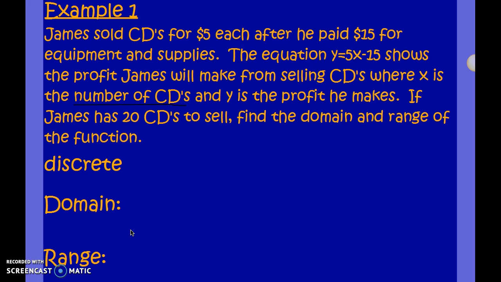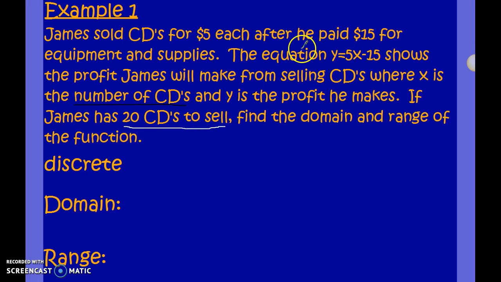So, in order to find our domain, we have to go back and read our problem and figure out what x values are included. It says, James sold CDs for $5 each after he paid $15 for equipment and supplies. The equation y equals 5x minus 15 shows the profit James will make from selling CDs, where x is the number of CDs and y is the profit. If James has 20 CDs to sell, find the domain and the range of the function. So if I go back and look, my domain is my x values, and it's talking about my number of CDs. In my problem, it tells me James has 20 CDs to sell.